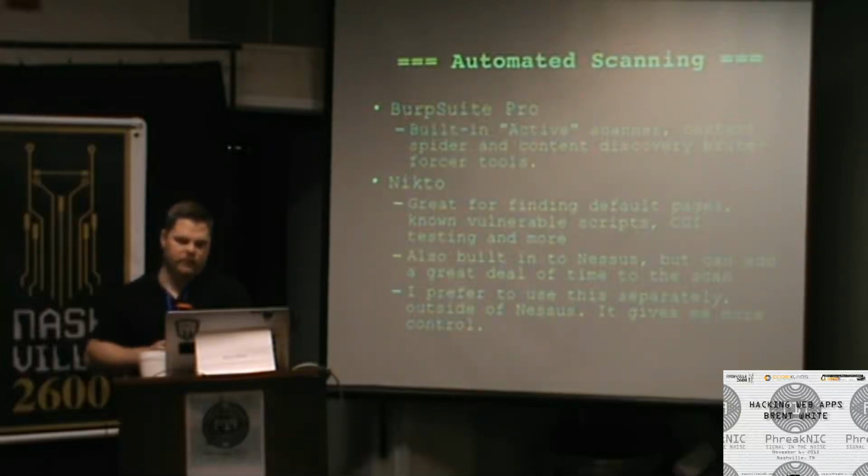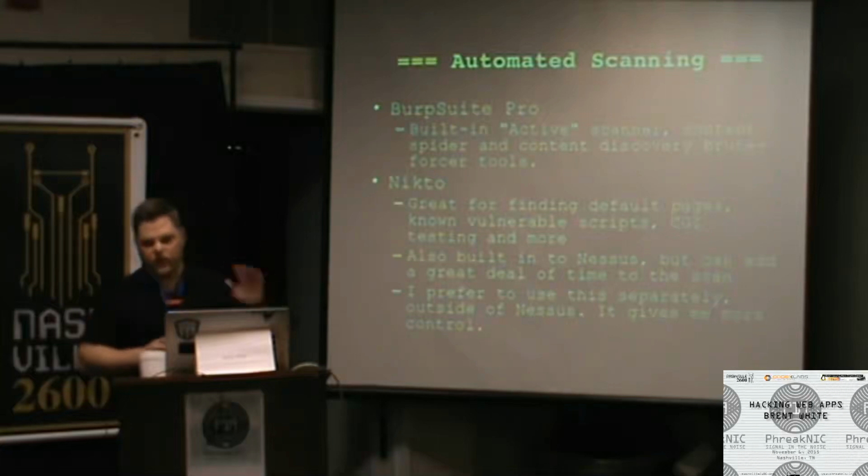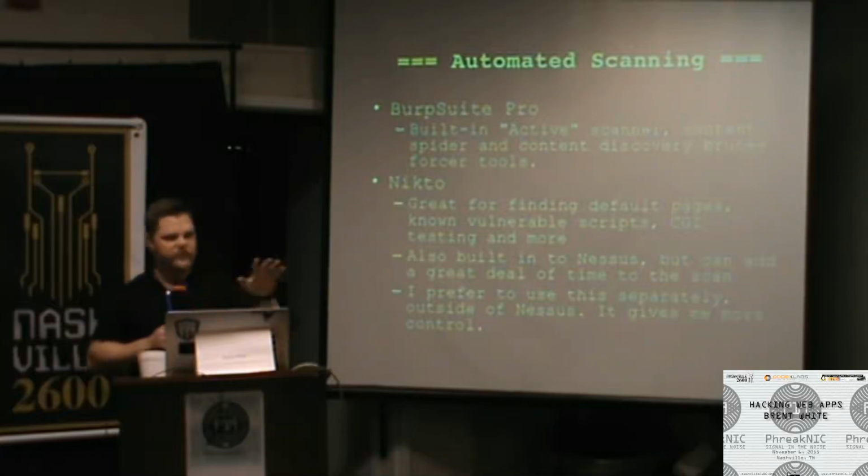And then, as I already mentioned, there's PhreakNIC, which is great for looking for CGI vulnerabilities, vulnerable scripts, and more. And I use these tools separately. All the tools that I've mentioned so far, I use those all separately because they're all going to have slightly different results. And so it's good to get different results and not just rely on a single tool.